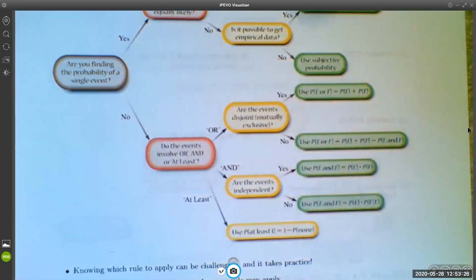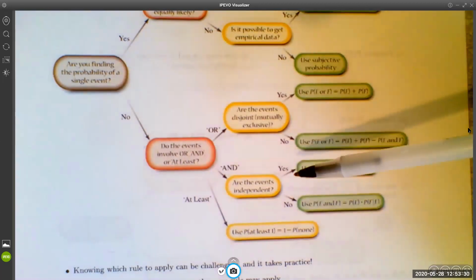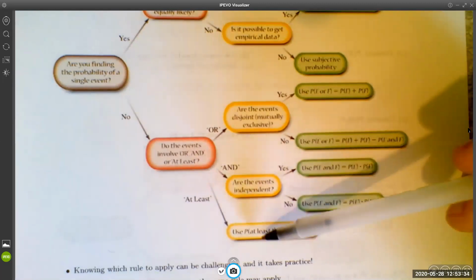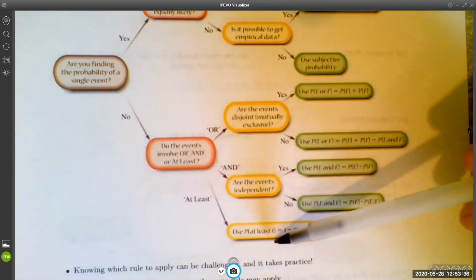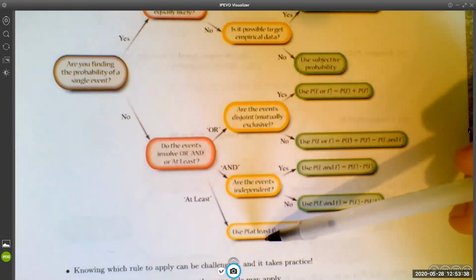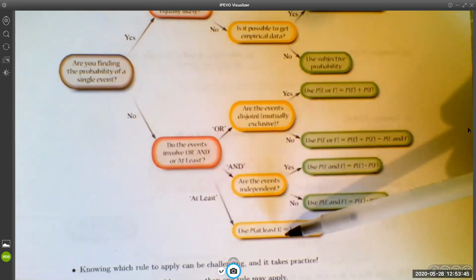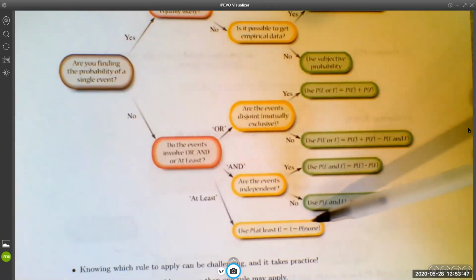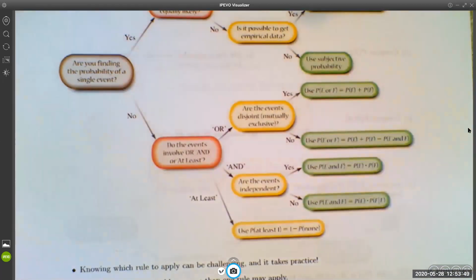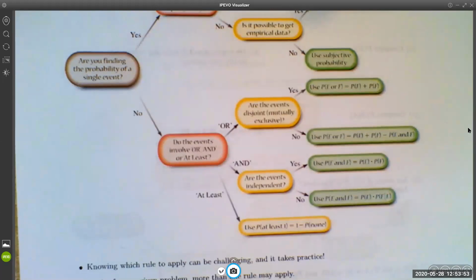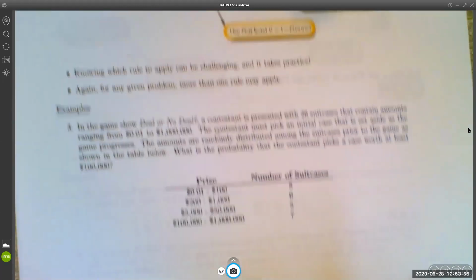One of the things that I failed to mention on the previous page was about the complement rule. Remember that the complement of the phrase "at least one" is none. So if you're trying to compute the probability of at least one, that's the same thing as computing one minus the probability of none. Okay, that may come up, but anyway, let's just practice a little bit.